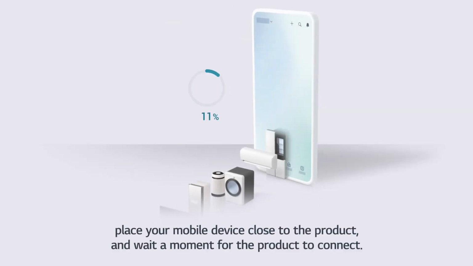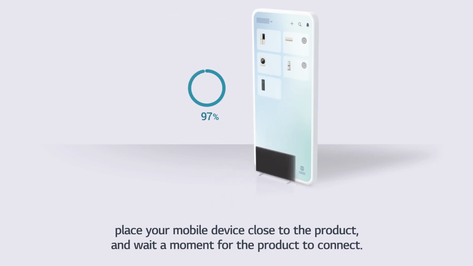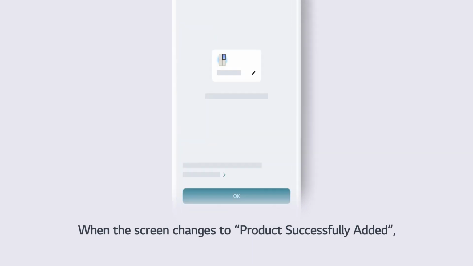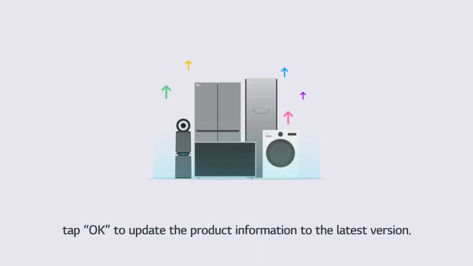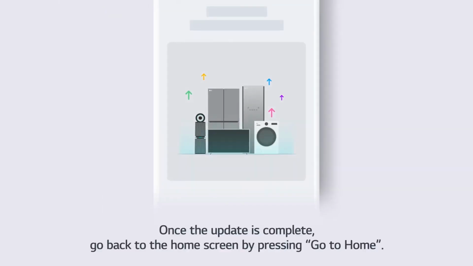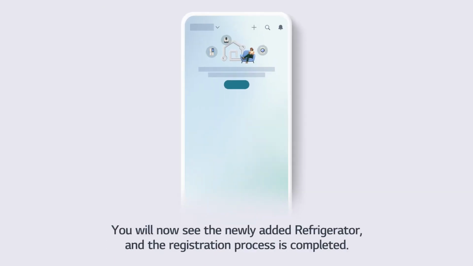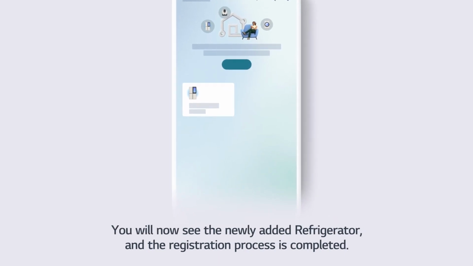Place your mobile device close to the product and wait a moment for the product to connect. When the screen changes to Product Successfully Added, tap OK to update the product information to the latest version. Once the update is complete, go back to the home screen by pressing Go to Home. You will now see the newly added refrigerator, and the registration process is completed.